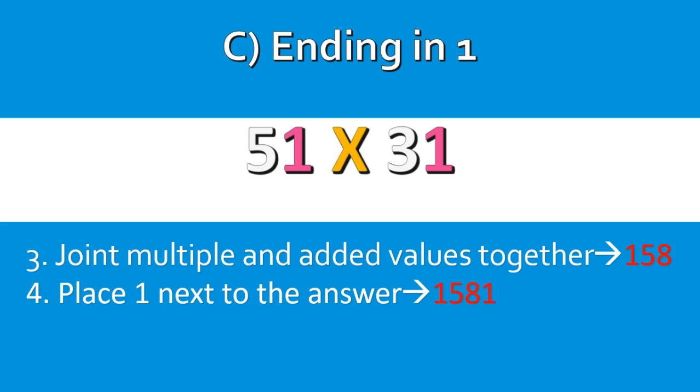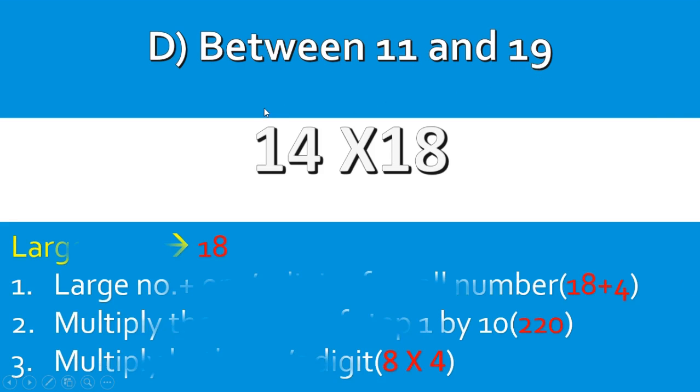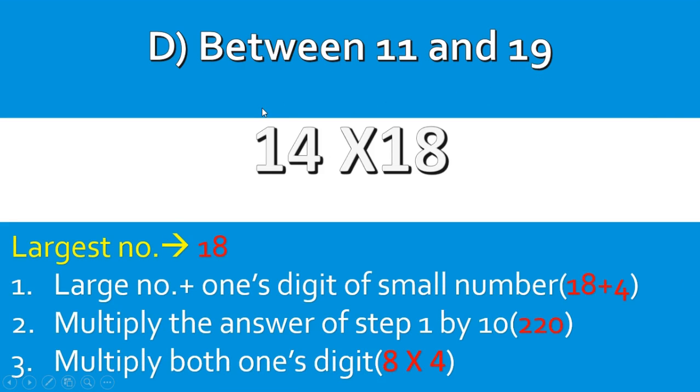Then now we are going to see between 11 and 19. Okay, 14 is a number between 11 and 19, and 18 also is. Here you have to take the largest number. Take the largest number first, and the largest number plus the ones digit of the smallest number, that is 14, that ones digit is 4. Add them, and 18 plus 4, that would be 22.